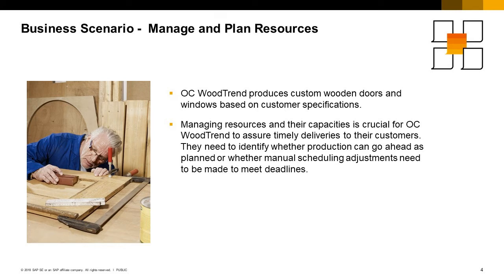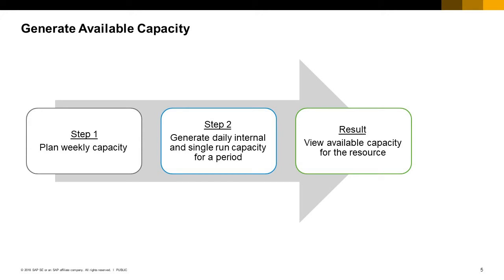In this example, we look at the company OC Wood Trend, which produces custom wooden doors and windows based on customer specifications. They use a make-to-order production process in which deadlines are derived from the delivery date of their customers' orders. Managing resources and their capacities is crucial for OC Wood Trend to assure timely deliveries to their customers. They need to identify whether production can go ahead as planned or whether manual scheduling adjustments need to be made to meet deadlines. To manage the capacity of a resource, you need to generate the available capacity.